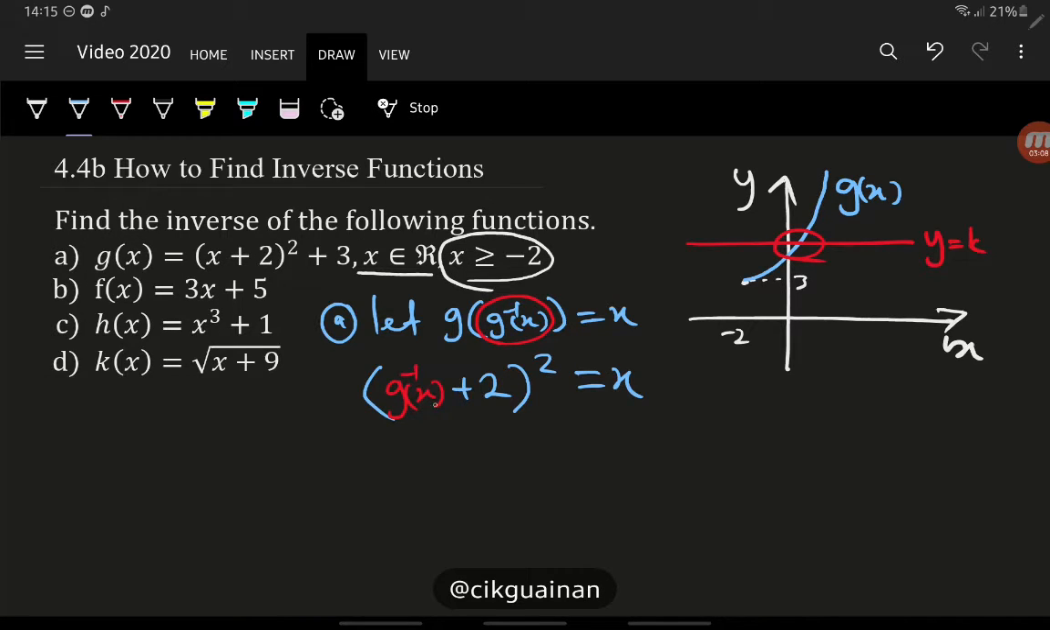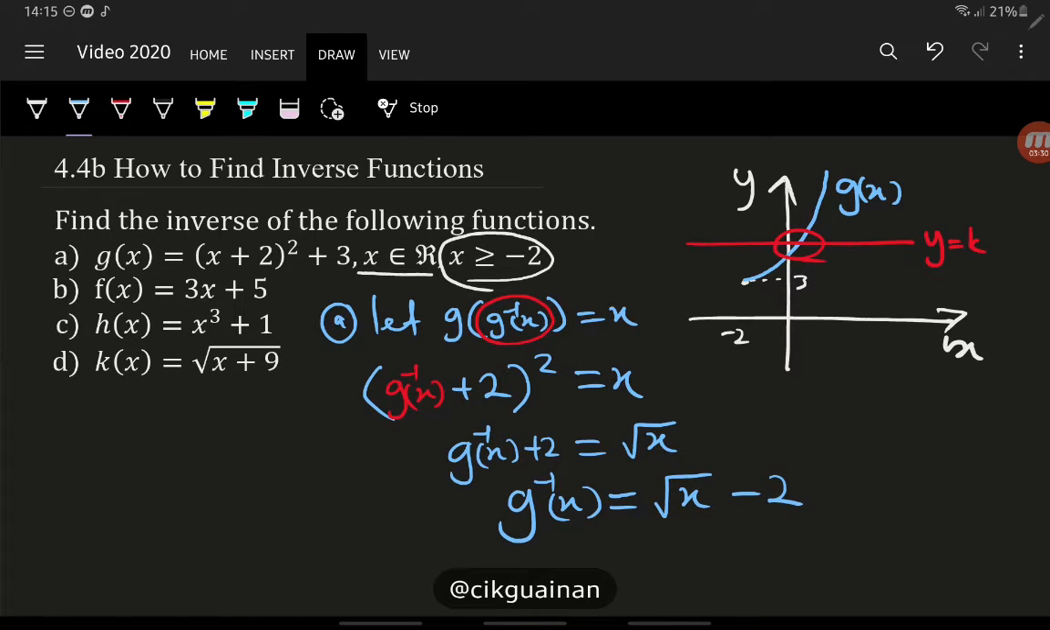Now from here we can proceed to solve for g inverse of x. We need to remove this square by taking the square root on both sides. So we have the square root of x, and then g inverse of x plus 2. And g inverse of x equals the square root of x minus 2. So this is the inverse of g(x). This is the first one.